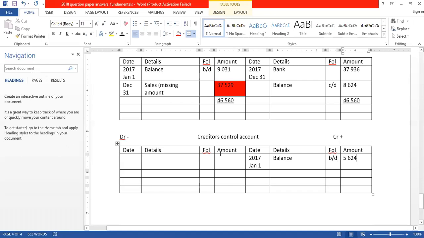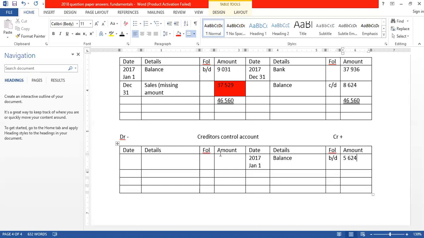Okay. And then from there, now that you have recorded your balance brought down, you now record every piece of information that has to do with your creditors. Now if you check in your bank account, you are told that for payments of trade creditors, the total payment that you made to your creditors was 29,487.